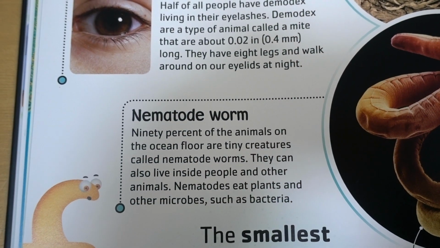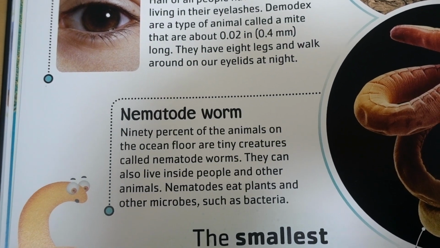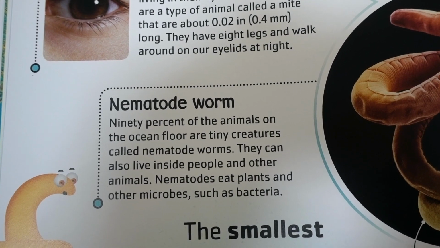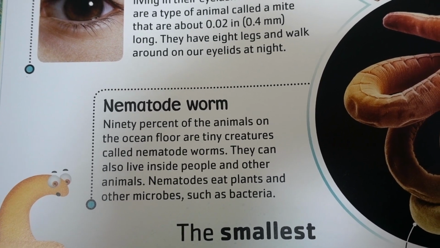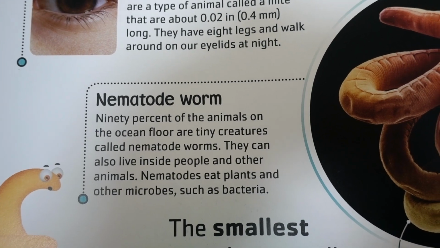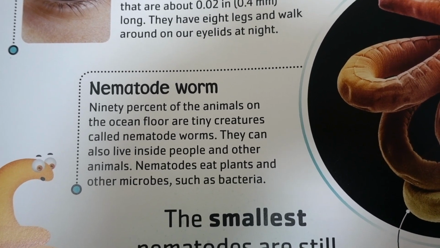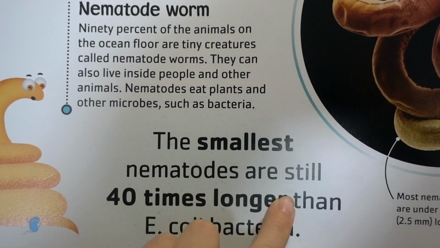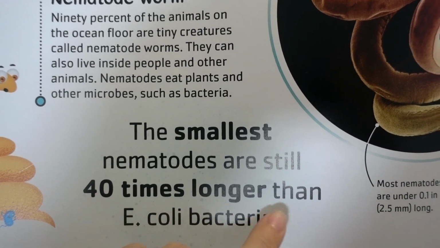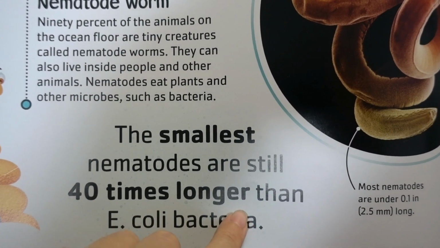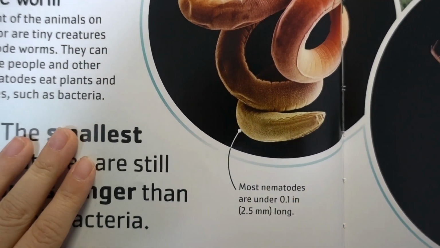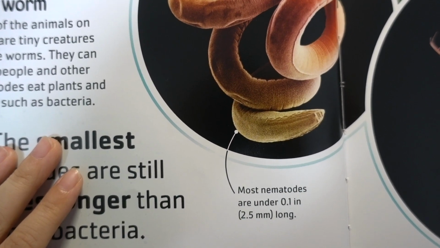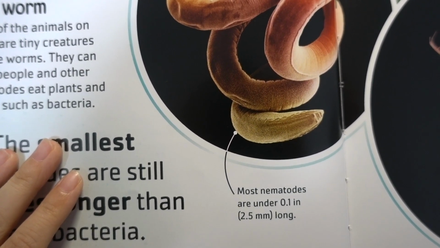Nematode worm. 90% of the animals on the ocean floor are tiny creatures called nematode worms. They can also live inside people and other animals. Nematodes eat plants and other microbes, such as bacteria. The smallest nematodes are still 40 times longer than E. coli bacteria. Most nematodes are under 0.1 inch, 2.5 millimeters long.